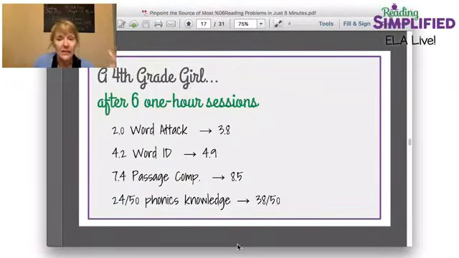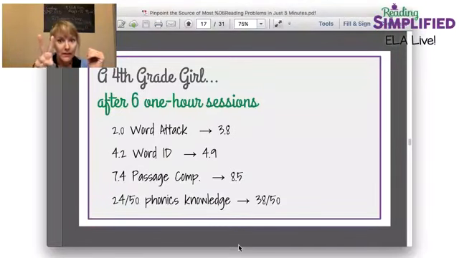We did a couple of activities, which I teach here at Reading Simplified: switch it, sort it, read it. We read text that was challenging. And just after 6 hours of instruction with me, plus some homework reading with her mom, her word attack went from the 2nd grade at the beginning of the year to 3rd grade 8th month. So almost 2 years growth.